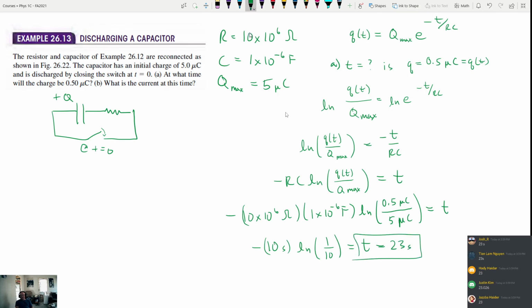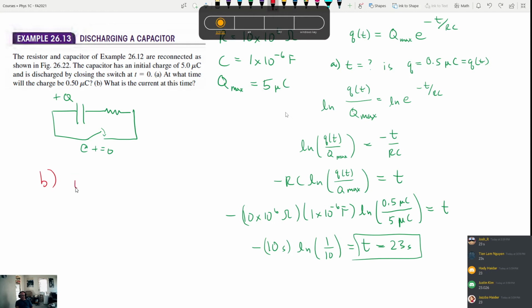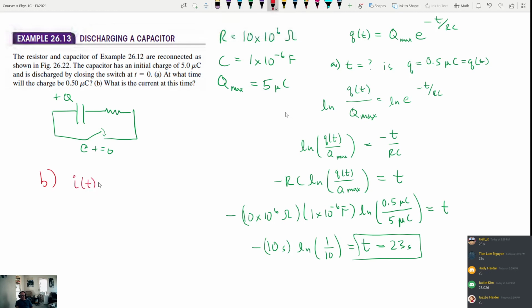All right, to just do part B relatively quickly here. Part B says, what is the current at this time? We saw that the current as a function of time in the RC circuit, when it's decaying, is going to be equal to I max times e to the negative t over RC. So at 23 seconds, this is going to be equal to, so I max is E over R.